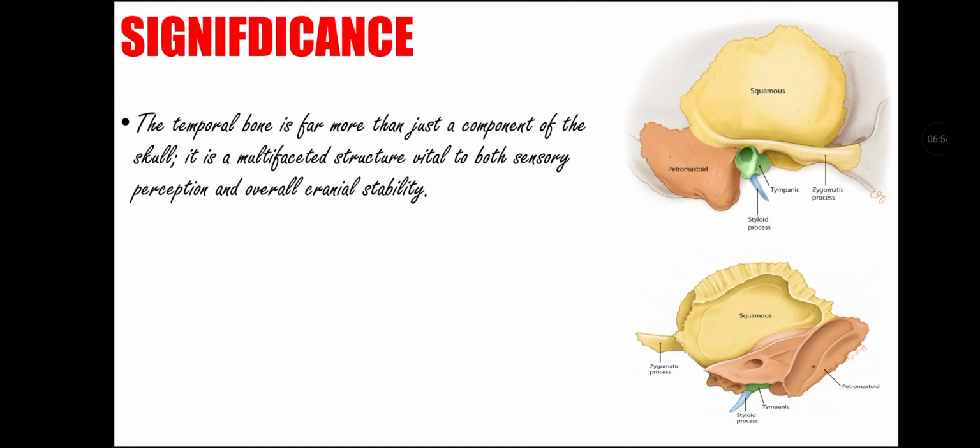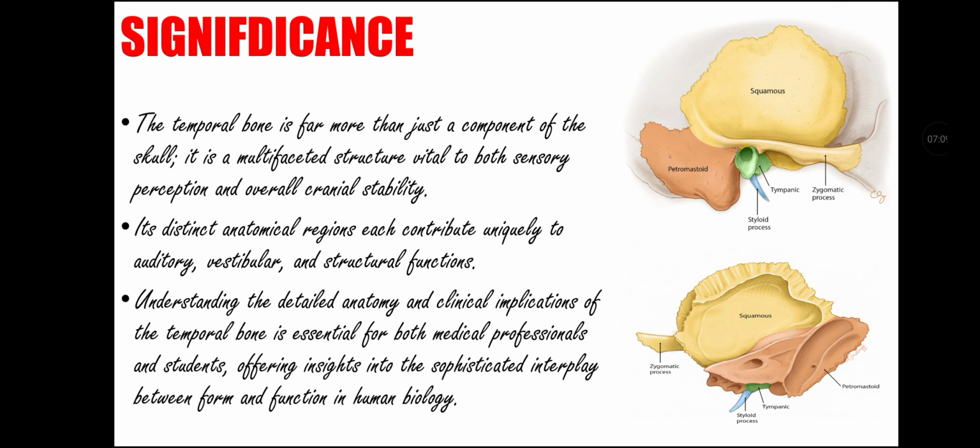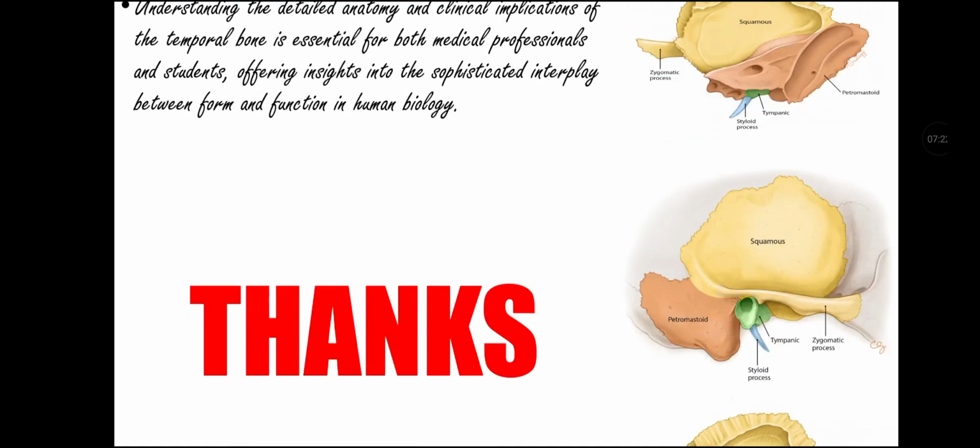The temporal bone is far more than just a component of skull. It is a multifaceted structure vital to both sensory perception and overall cranial stability. Its distinct anatomical regions each contribute uniquely to auditory, vestibular, and structural function. Understanding the detailed anatomy and clinical implications of temporal bone is essential for both medical professionals and students, offering insight into the sophisticated interplay between form and function in human biology.